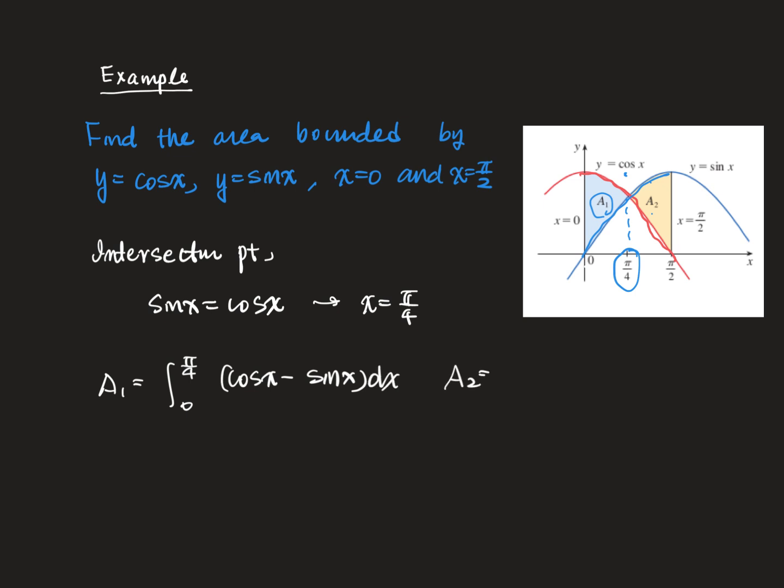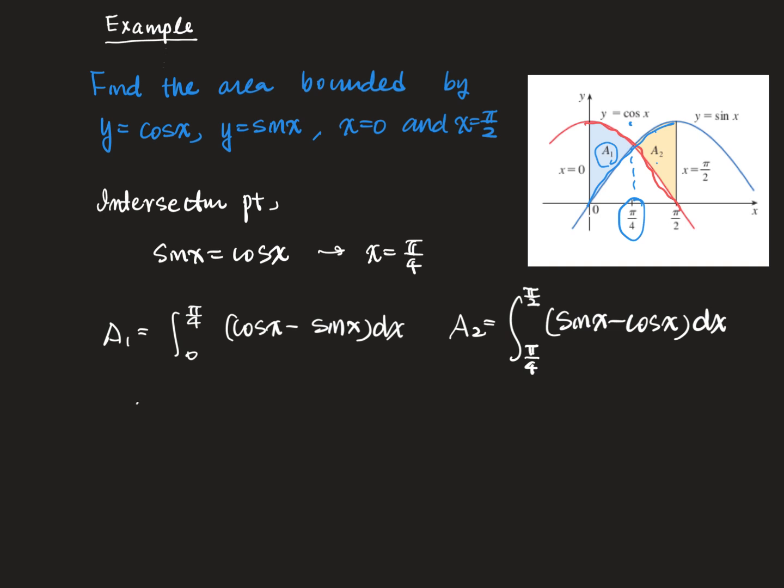How about A2? A2, the yellow one, is where sine x is up, from pi over 4 to pi over 2: sine x minus cosine x. You have to be very careful, okay? Let's do this one. The antiderivative of cosine is sine x. The antiderivative of sine x is negative cosine, so negative cosine x. From 0 to pi over 4. So this one is sine x plus cosine x, from 0 to pi over 4.